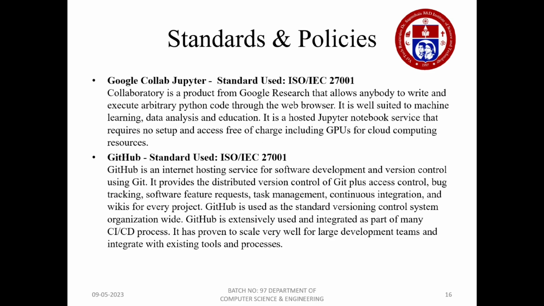Moving on, standards and policies. For our project we use mainly two applications. One is the Python compiler, which is Google Colab Jupyter. Google Colaboratory is a product from the Google research team that allows anyone to write and execute Python code through the web browser. We use this because we are collaborating online with each other. So it was easier to use an online compiler rather than an offline compiler, because Google Colab can be shared through Google Drive with our team members.